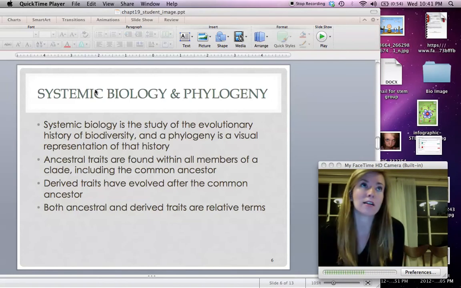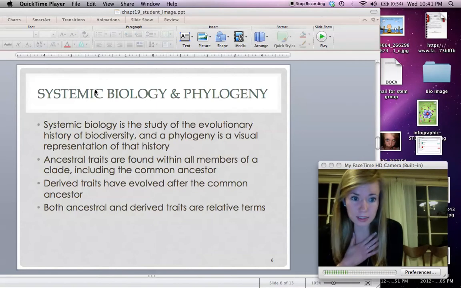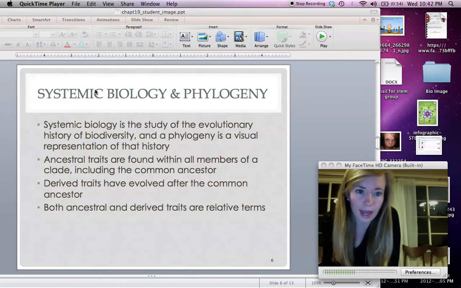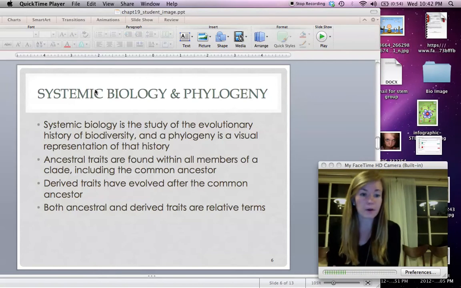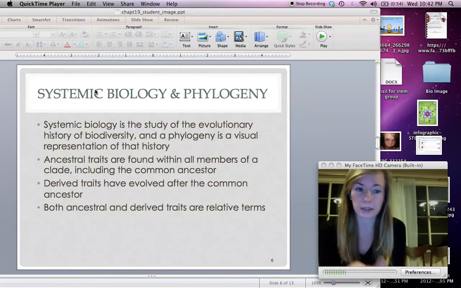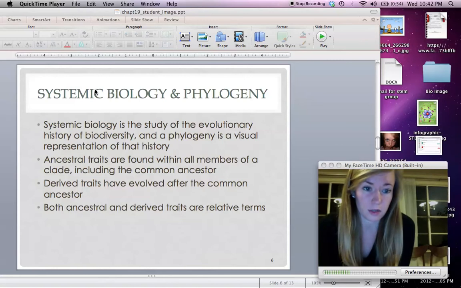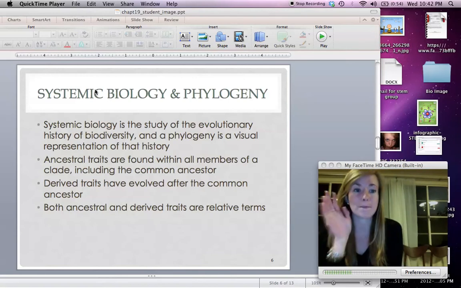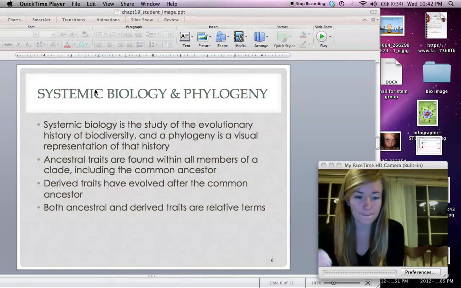How did we evolve, humans, the same or as much as we did over billions of years, where some bacteria haven't changed at all, right? So we're looking at that. How are we related to bacteria? Because you know that we have a common ancestor with bacteria, the last universal common ancestor, like Darwin talked about. So that's what systematics is, studying the evolutionary history of the biodiversity of life. And phylogeny is a map that you put on a piece of paper to visualize this.